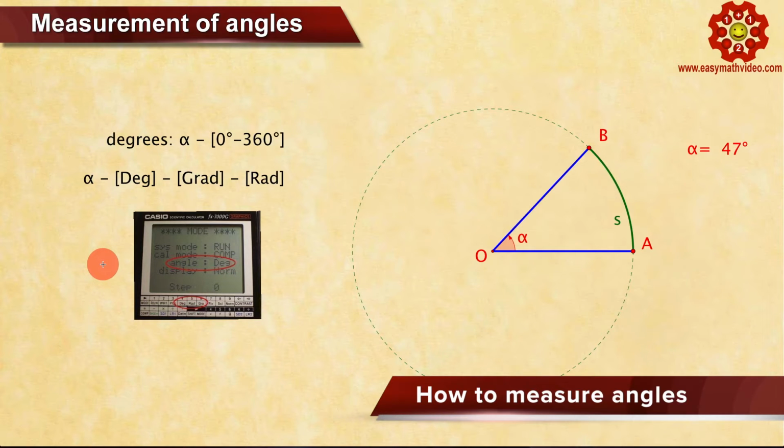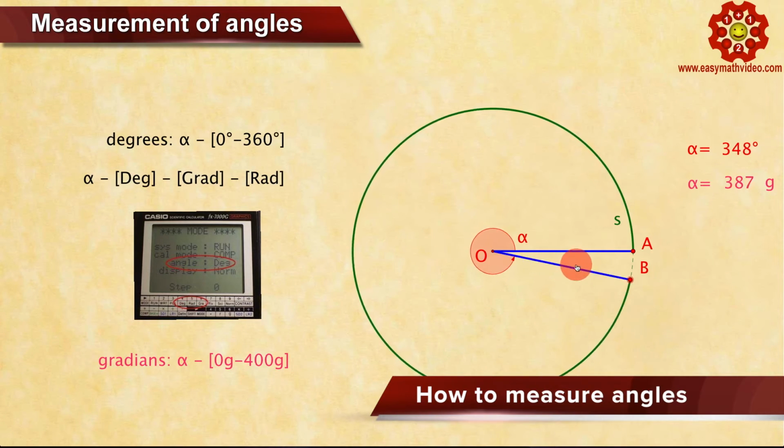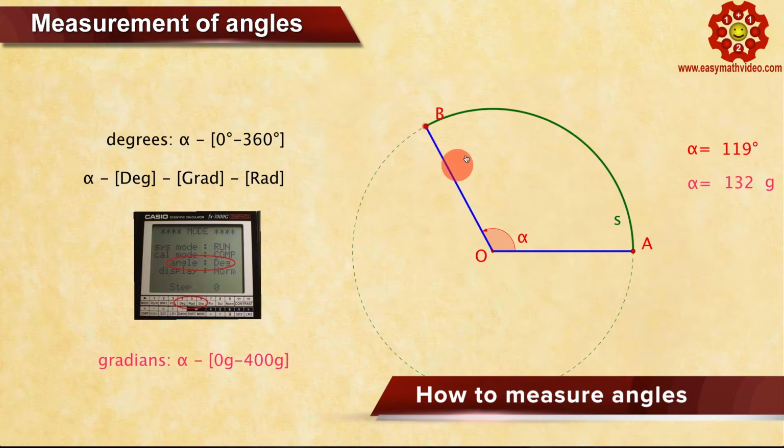When it comes to the second way of measuring an angle, a full circle is divided into 400 parts. This division is called a grad. It's marked with the tag grad on the calculator. The third way of measuring the angle is in radians. This is the most important type of angle measurement, and it's marked with rad on the calculator.